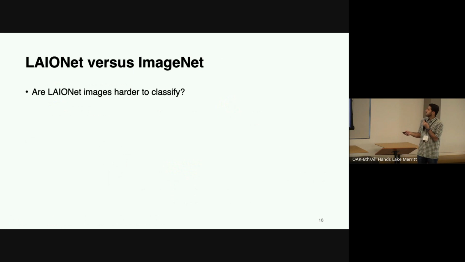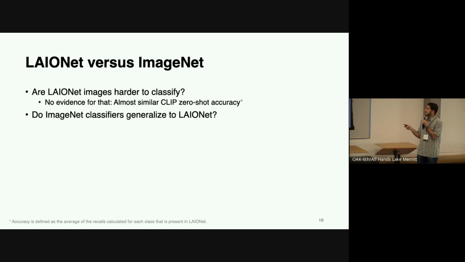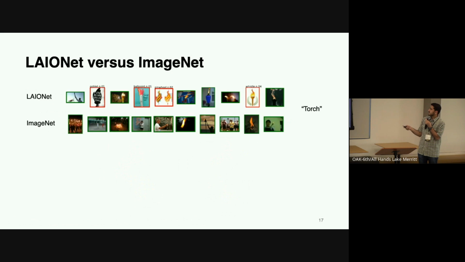So what do we observe? Are LionNet images really harder to classify? I would argue no. And we have some analysis on that, but a very simple observation is that if you evaluate CLIP zero-shot accuracy, you see that, in fact, LionNet is just easier for CLIP to classify. But do ImageNet classifiers generalize to Lion? I'm going to say no. We tested a bunch of models. Some of them are pre-trained on the larger ImageNet, some not. And we see a consistent 10 to 15% lower accuracy. That's surprising and concerning. So what can explain that?